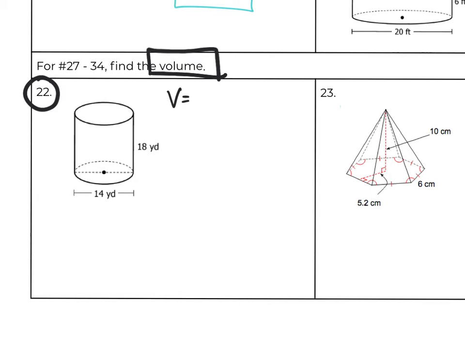Okay, volume for cylinder is area of the base times the height. So I will plug in pi r squared times the height. And the radius in this case is 7. So pi times 7 squared times the height is 18.